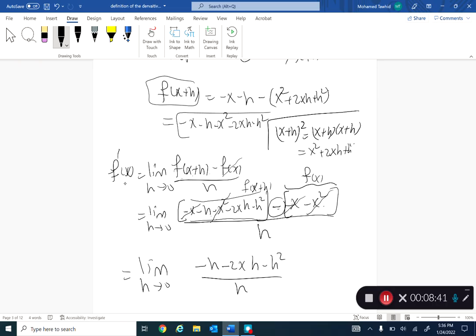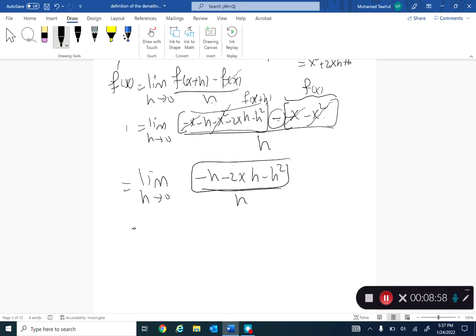What is another hint I should give you? You have h close to 0, so we cannot divide by 0. Which means whatever you have up here, you should somehow get h. So if I simplify this, it will be the limit as h close to 0. Go ahead and factor h.